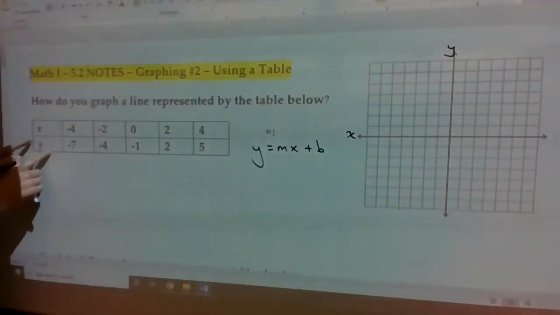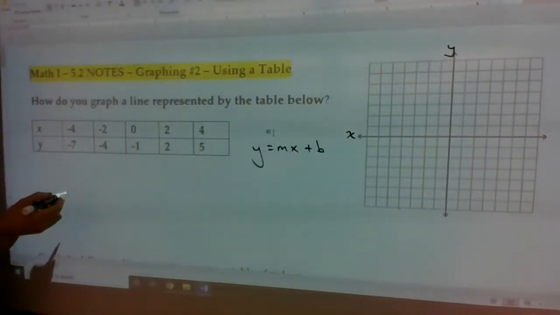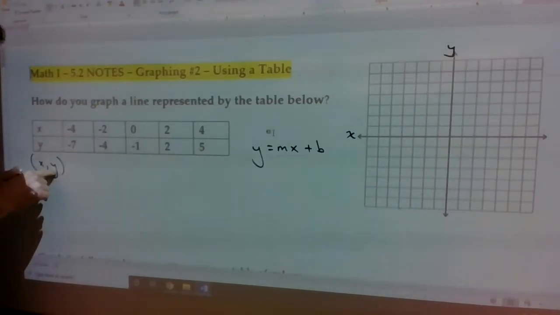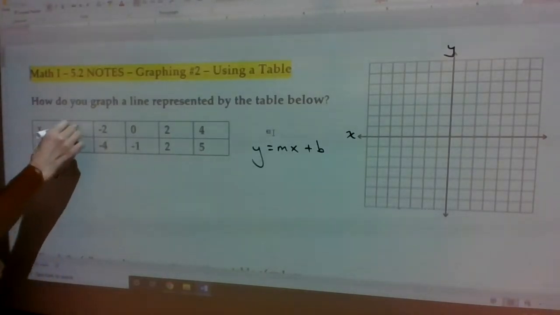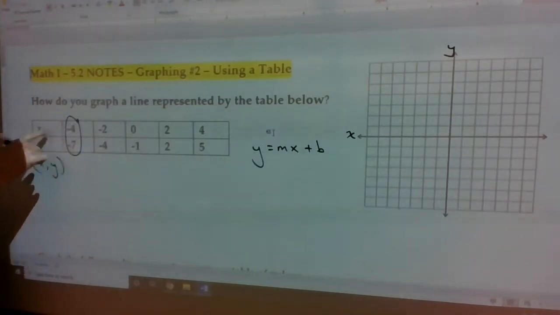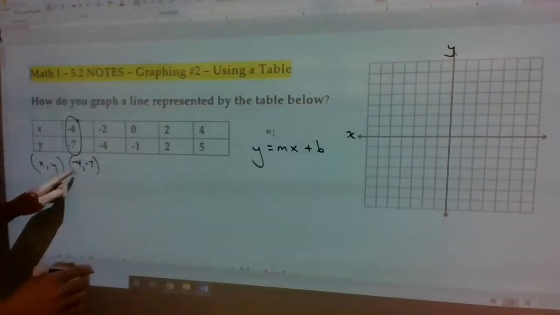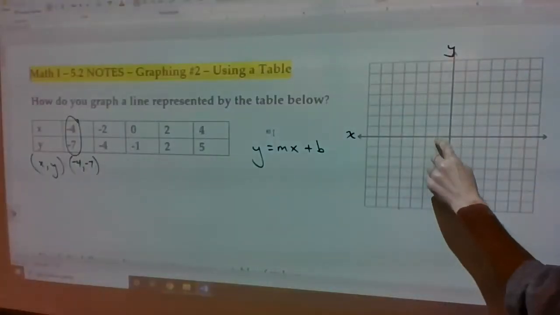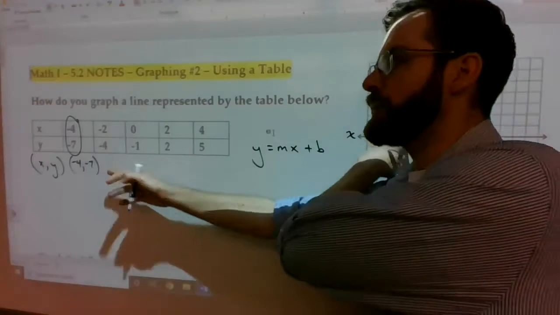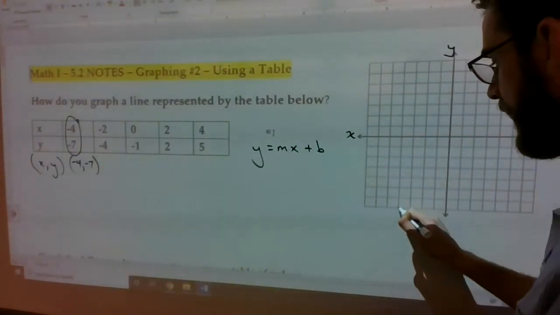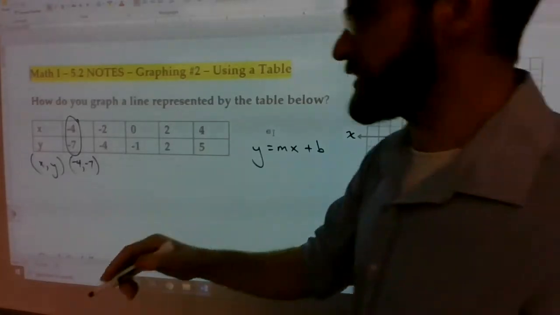So if you are given a table like this, I just want to make sure we know how to do this. It's x comma y, which is left right for x, up down for y. So when you see -4, -7 in this context, it's -4 comma -7. It's left 4, down 7. 1, 2, 3, 4, 5, 6, 7. And then the same pattern holds for the rest of them.